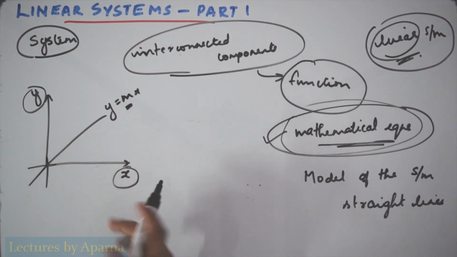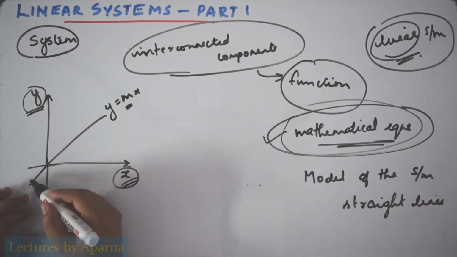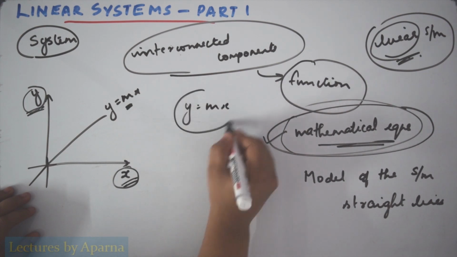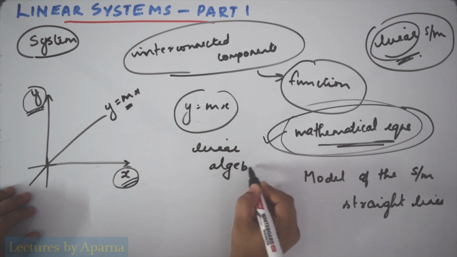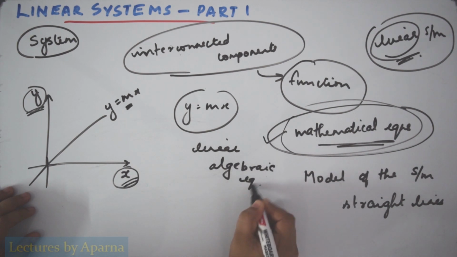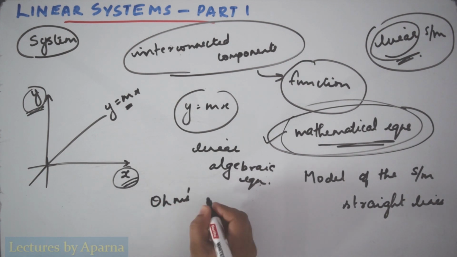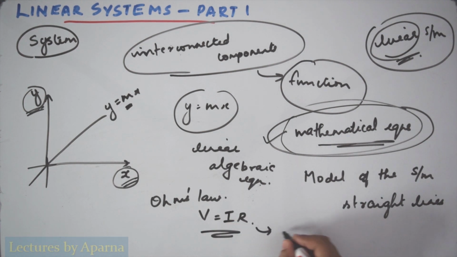That is, if the relationship between the input x and output y is given by a straight line, or y is equal to mx, which is a linear algebraic equation, then we say the system is linear. For example, systems which obey Ohm's law, say V is equal to IR, will be linear.